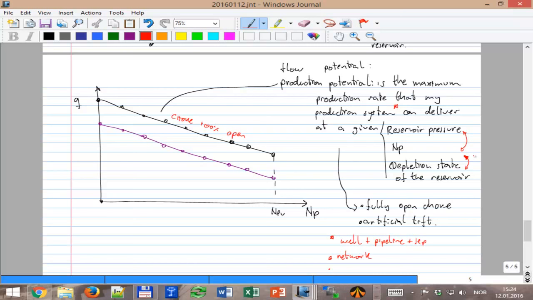And I give you here the warning also that this is when, in our cases, we have a fully open choke. If we have artificial lift, that's where we are operating at maximum. The artificial lift, for example a pump or a compressor, is giving the maximum pressure boost in the system. And you can have some other cases. Later we will go into these details.